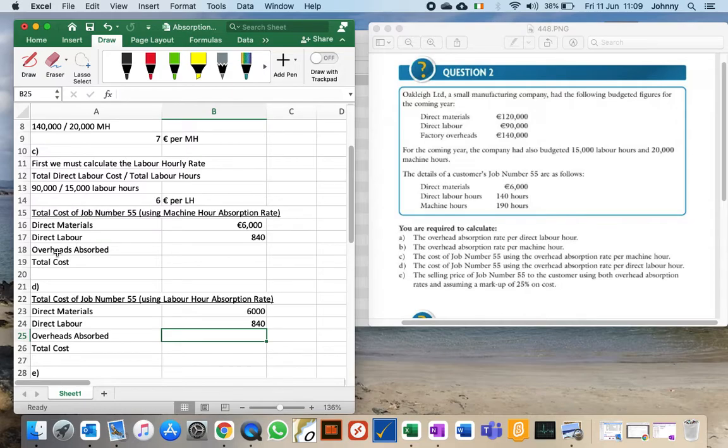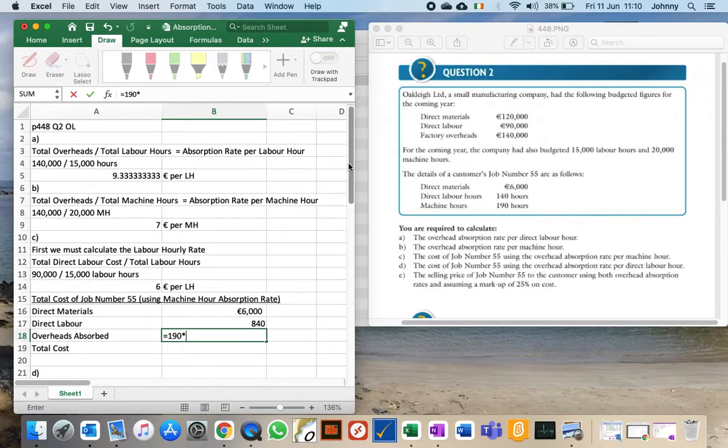Now we need to share our overheads, and this is where we're going to end up with a slightly different cost because of the two different ways that we're absorbing overheads into all of our jobs. The first one is based on machine hour absorption rate. For this particular job, we're going to spend 190 hours on machines, and I multiply that by the machine overhead absorption rate, which we said was €7.